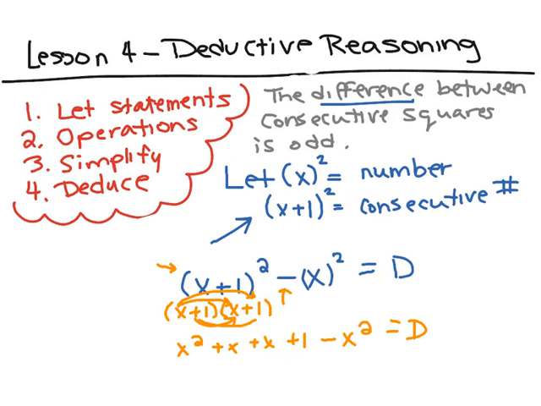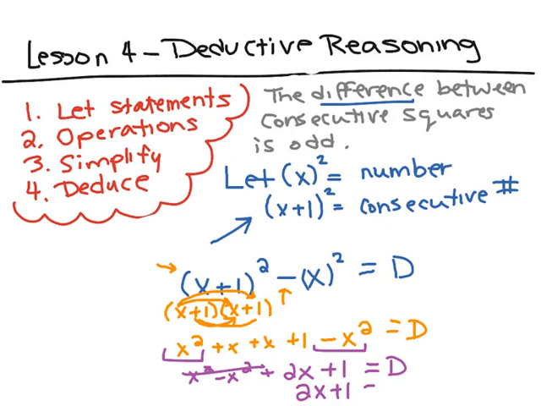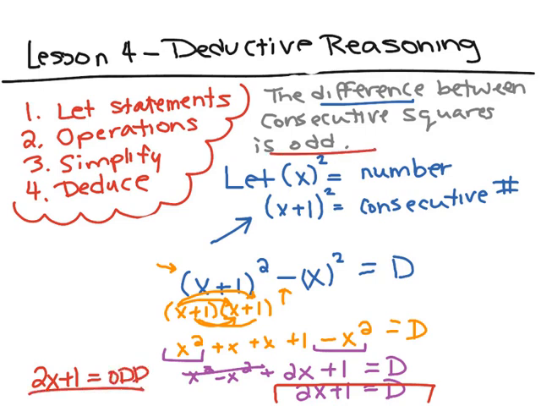Now we're going to group our like terms. So we have an x squared minus x squared, so those are going to cancel each other out, plus x is 2x plus 1 is equal to d. So these cancel, and all we are left with is 2x plus 1. And now we want to check if our conjecture works. Because we know that 2x plus 1 is an odd number, this matches our conjecture. So we're done. So just put a square.